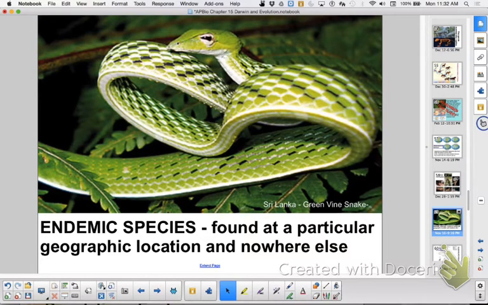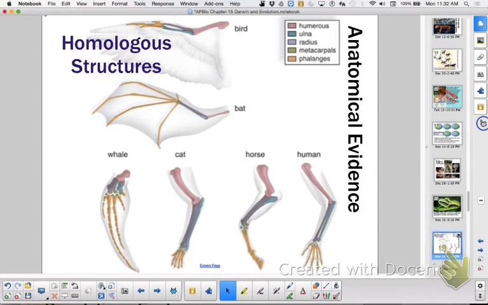Okay, what was our first piece of evidence we have discussed so far? Fossils. Okay, what's our second piece? Biogeography. What's our third piece going to be? Anatomical. Okay? There are three different pieces of anatomical evidence.